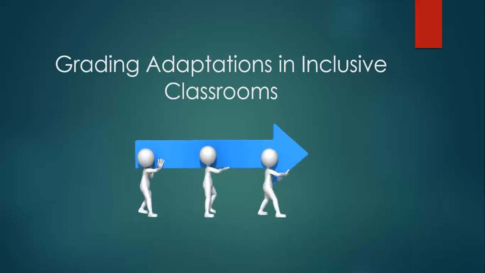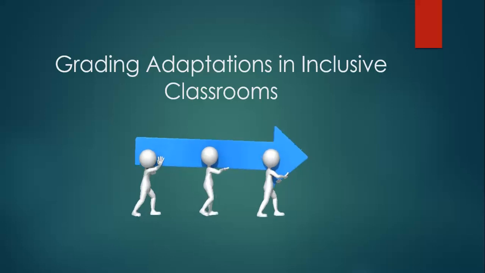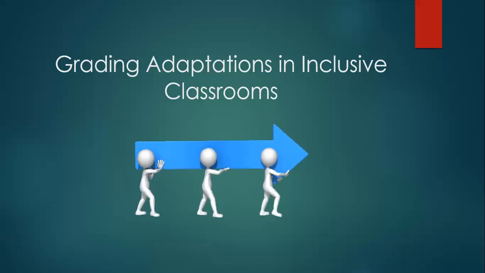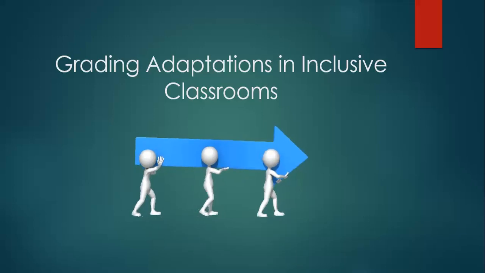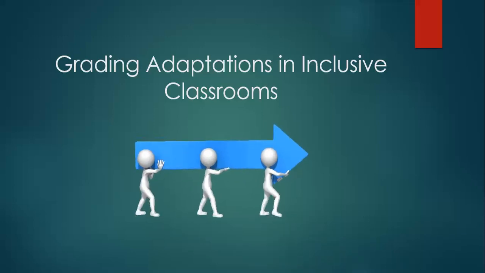When thinking about grading adaptations in inclusive classrooms, there are several aspects to keep in mind. First, there are two ways that grades can be adapted to communicate information more effectively. Number one, classroom-wide grading adaptations that benefit all students, and two, individualized grading adaptations that are carried out exclusively for students with disabilities. In addition, teachers should always keep the following questions in mind.